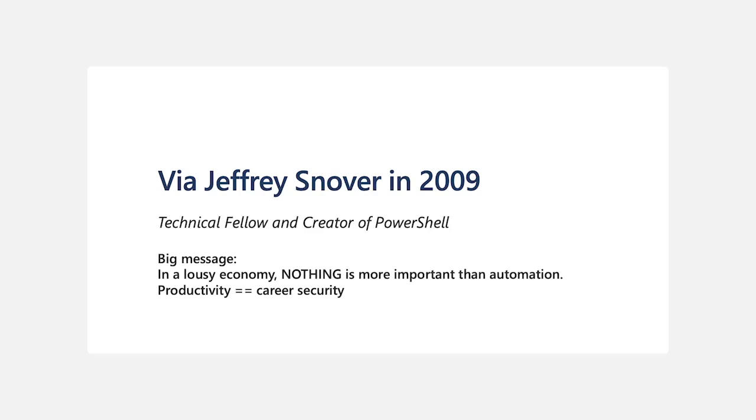So if we don't automate everything we can, and I'm going to repeat that, automate everything you can, not automate all the things, just everything we can, then we're going to be destined for failure. We're going to be destined to not be productive and not have career security. So we're going to learn why automation is important and how simple it is to automate simple tasks.